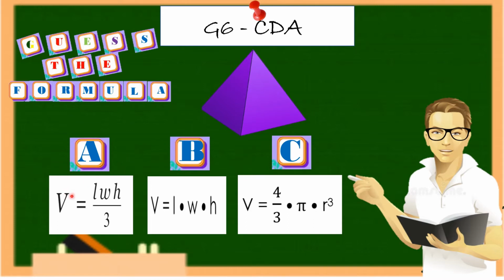A. Volume is equal to length times width times height divided by 3. Letter B. Volume is equal to length times width times height. Letter C. Volume is equal to 4 divided by 3 times pi times radius to the third power. And the answer is letter A. Volume is equal to length times width times height divided by 3. Next.